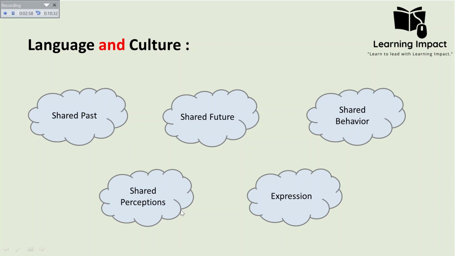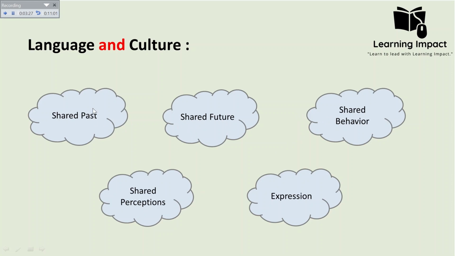So we can conclude that language is the basis of our culture. Without language we can't build a culture, because our shared past, our shared future, our shared behavior, our shared perception, these are all shared things. And we have discussed in the definition of culture that culture is shared. So without language we will not be able to build our culture, our non-material culture. These are all our non-material culture.